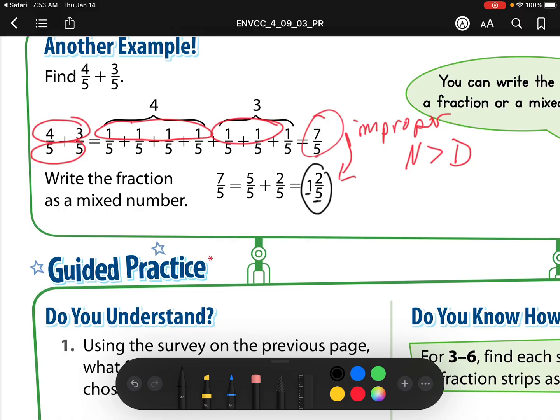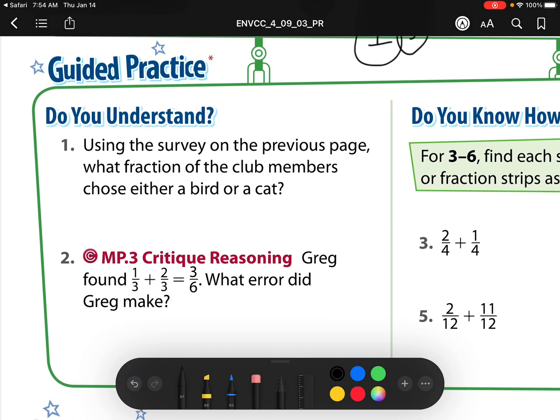And how we do that is we see, since that top number is bigger, we can take out one whole, which is 5/5. And then how do we get to 7/5? Well, we'd have to add 2/5. So we're taking out a whole from an improper fraction, and then we're seeing what fraction part is left over. So this is how they got 1 and 2/5. They took out one whole, and then they had 2/5 left over.